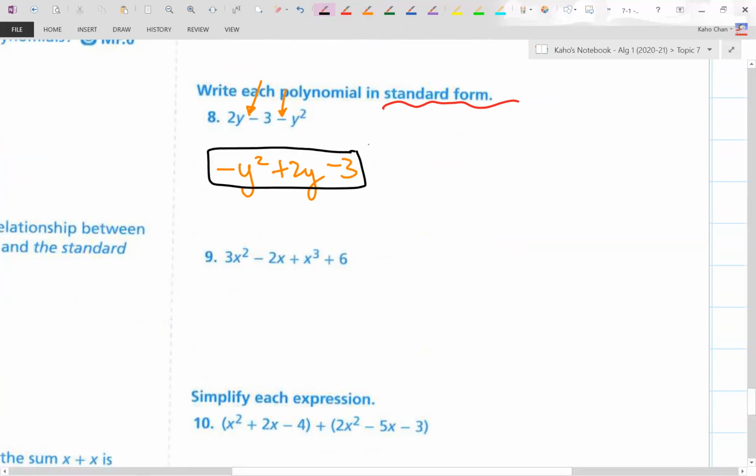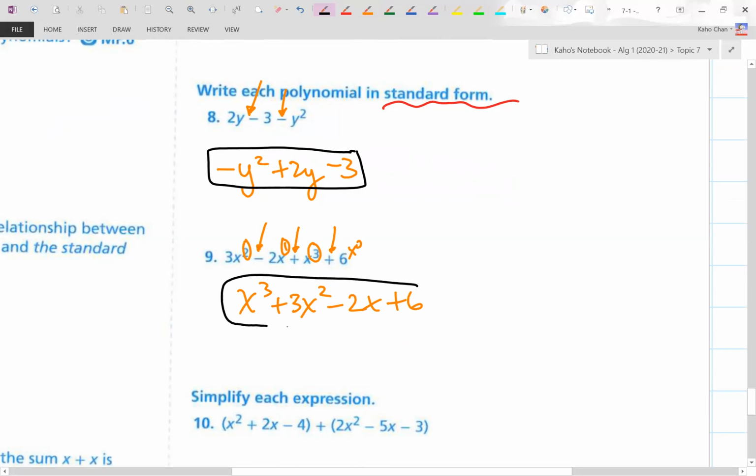Highest to lowest. I see 3 terms in number 9. I see a 3 and a 2 and a 1 and a 0. Let's put that in order. Let's do it. So we have x to the third plus 3x squared minus 2x plus 6. That was not bad. Nice.